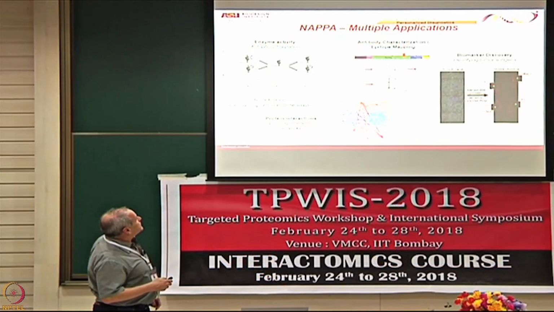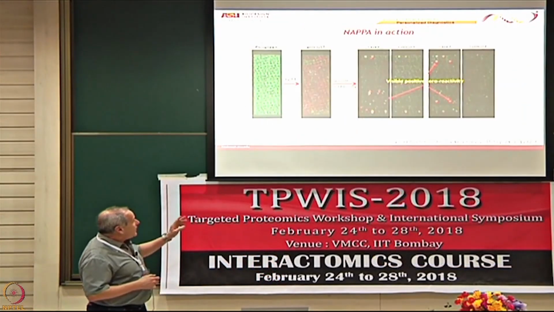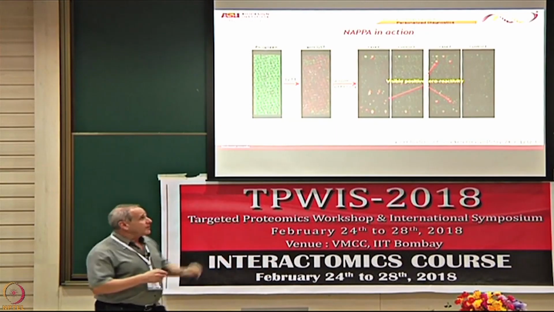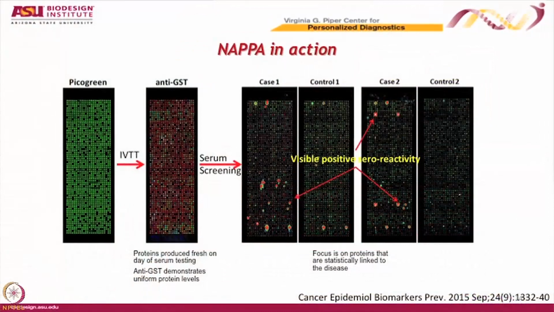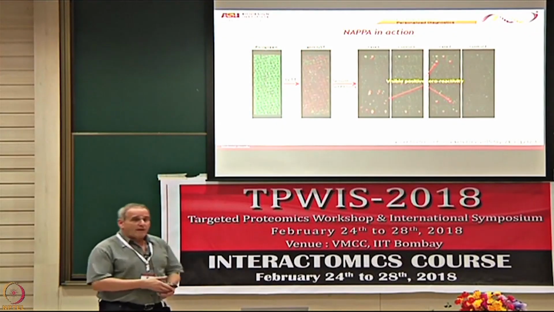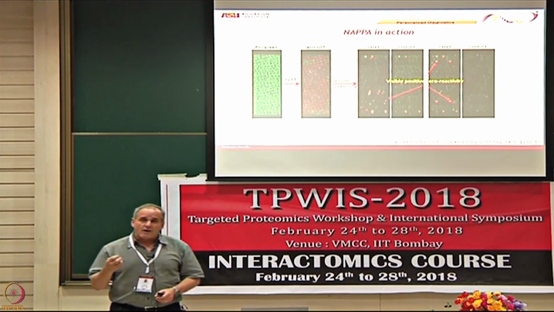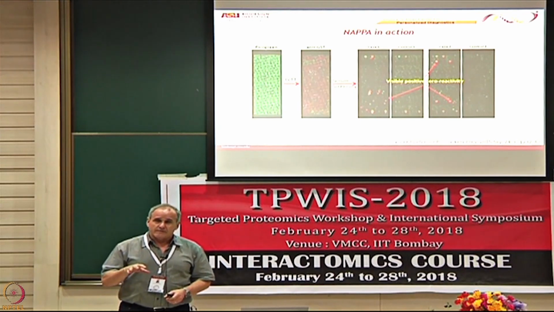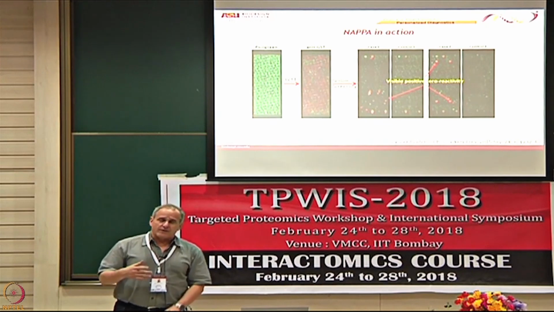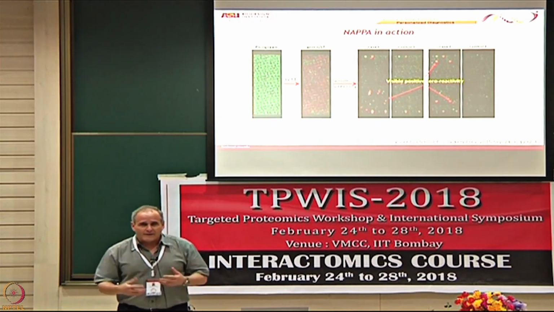All right, so this is what we're looking for in biomarker discovery. Here is the DNA array. Here's after making protein. And here is after adding serum. Wherever you see a bright spot, especially a red spot, that means that the patient is making very strong antibodies to that protein. Okay, the color, by the way, is a false color. It's not really red.